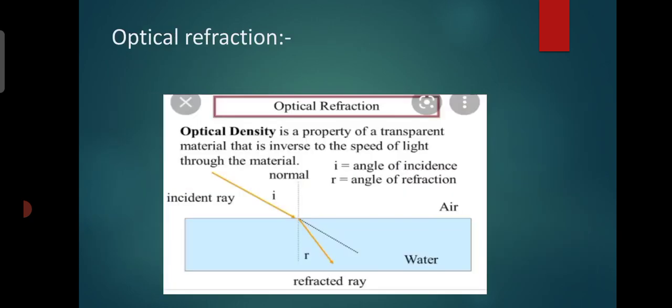Next, optical density. Optical density is the property of a transparent material that is inverse to the speed of light through the material.